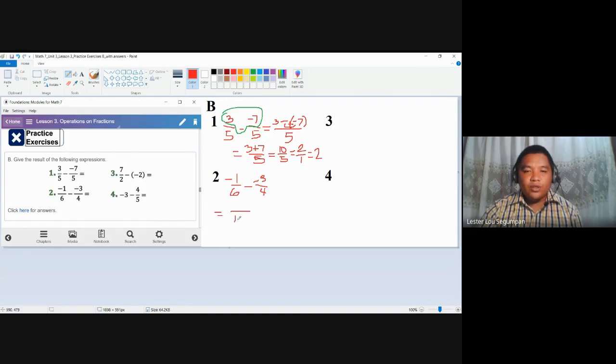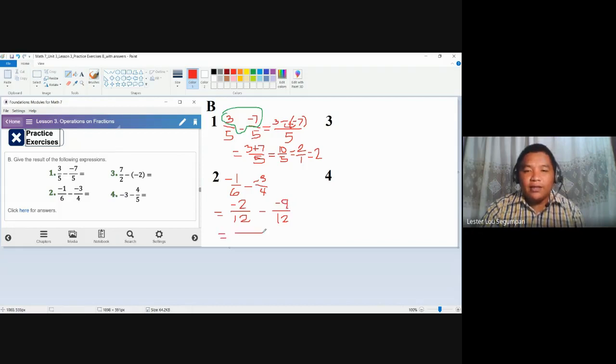We could choose 12 because 12 is a multiple of 6. Also, 12 is a multiple of 4. In getting to 12 from 6, we multiplied by 2, so our numerator will also be multiplied by 2. In getting to 12 from 4, we multiplied by 3. We need also to multiply the numerator by 3.